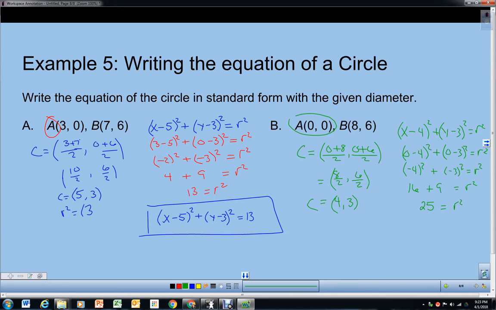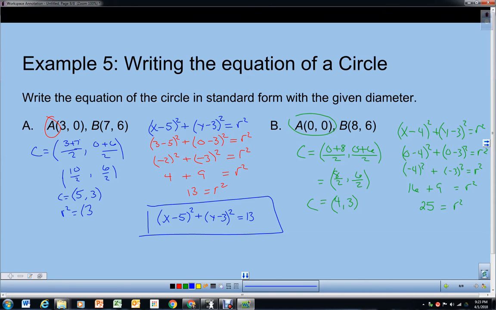So then we come over here and we plug it into our equation. x minus 4 all squared plus y minus 3 all squared. Now we're going to plug in, and it's easiest if you pick the one with 0, so we're going to choose point A, which is going to be 0, 0. So 0 minus 4 is negative 4 squared. 0 minus 3 is negative 3 squared. Negative 4 squared is 16. Negative 3 squared is 9. And you add them together to get 25 equals the radius squared.